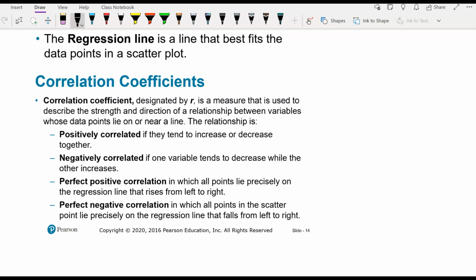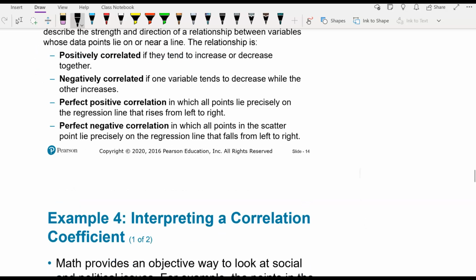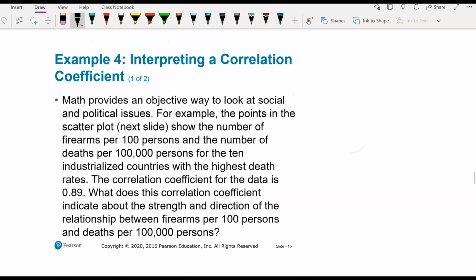And then perfect negative correlation is one in which all points in the scatter plot lie precisely on the regression line. Oh, I can't talk today. I'm sorry. Regression line that falls from left to right. I should have just had you read the slide. All right.